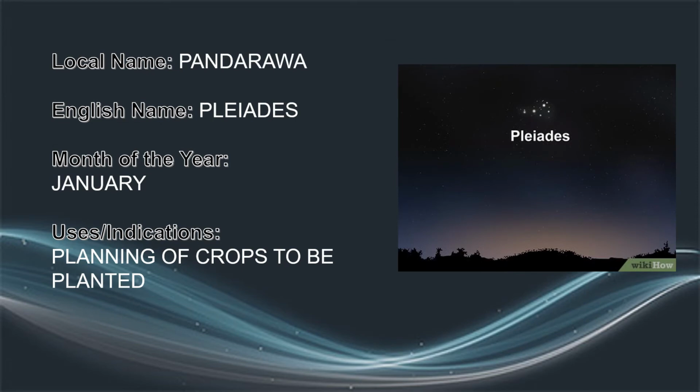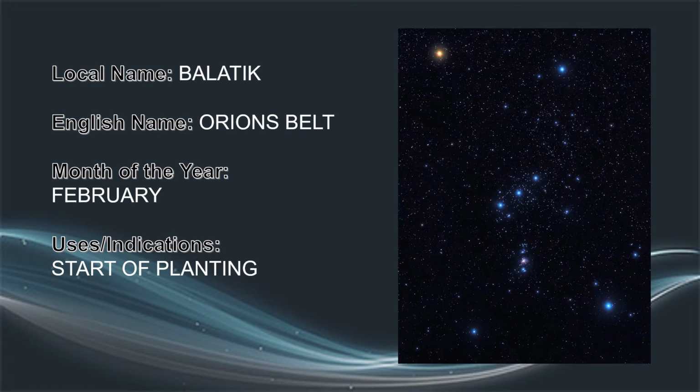Next, the local name is Pangarawa. The English name or Western equivalent is the Pleiades constellation. The Pangarawa constellation is visible during the month of January. It indicates the planting of crops. So once they see this constellation, they begin planning what crops to plant.